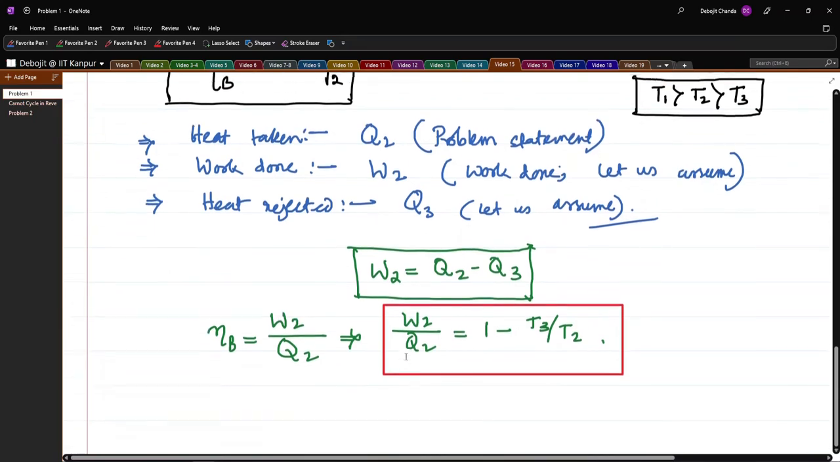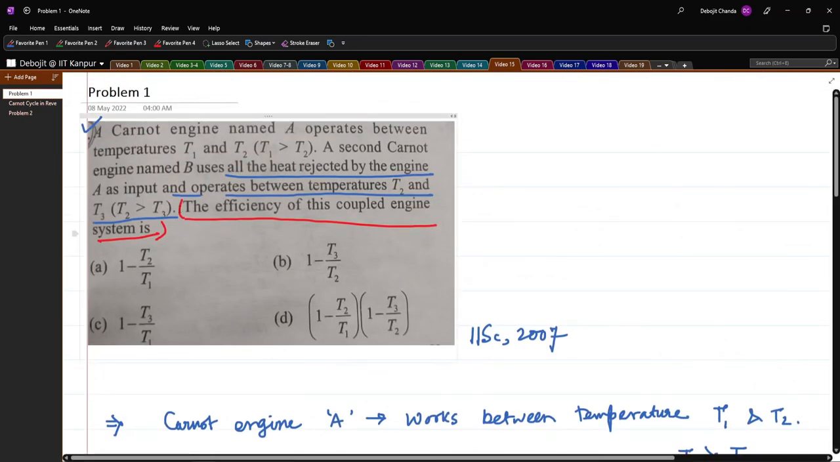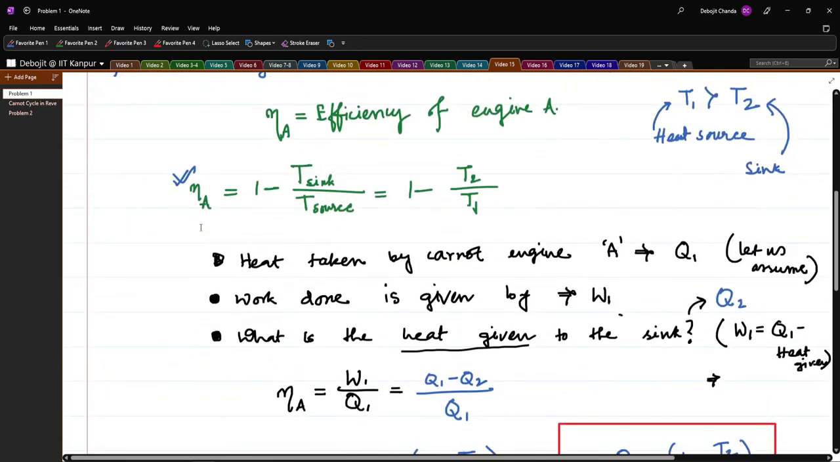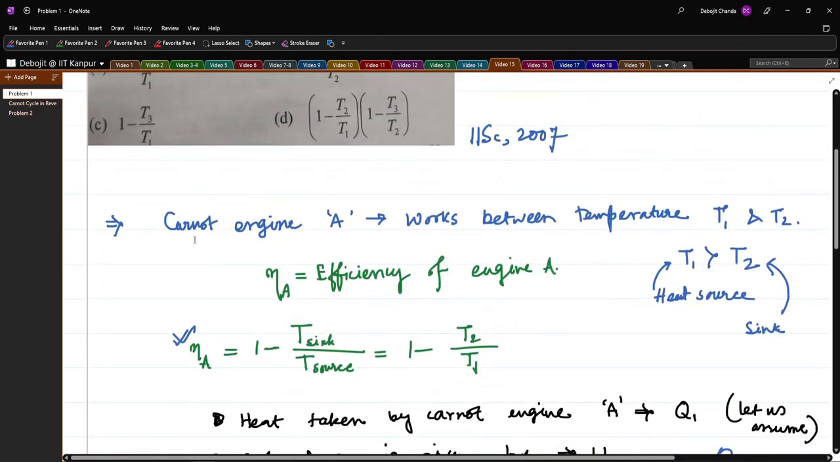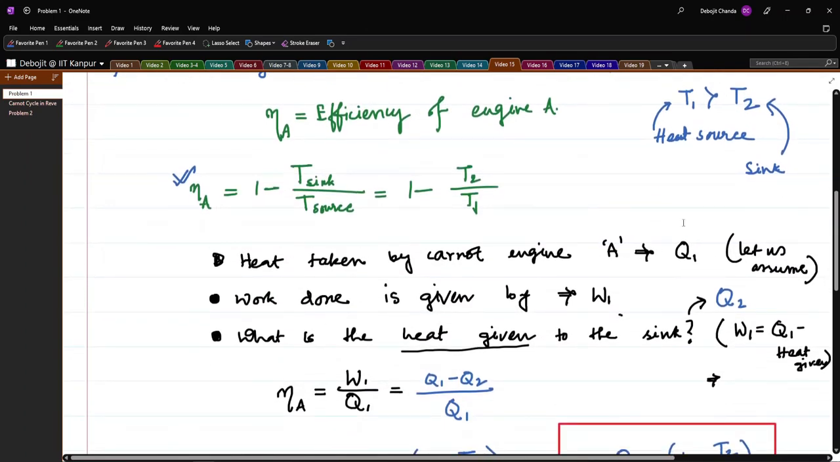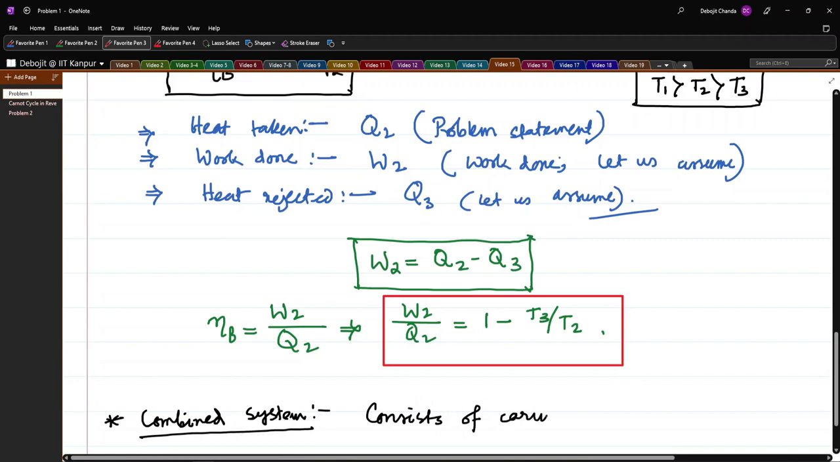Okay, so we have defined both our Carnot engines separately. Now we'll go to the problem and we'll calculate the efficiency of this coupled system, that is the efficiency of the Carnot system consisting of Carnot engine A and Carnot engine B, where the system is taking energy in form of heat, as we have defined here Q1, and rejecting an amount of heat Q3, as we have defined here. So let us define the combined system here, which consists of Carnot engine A and B.